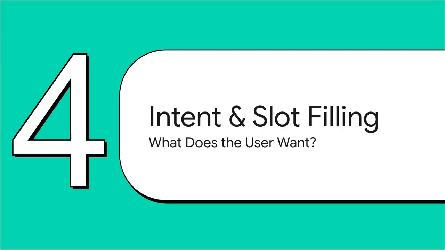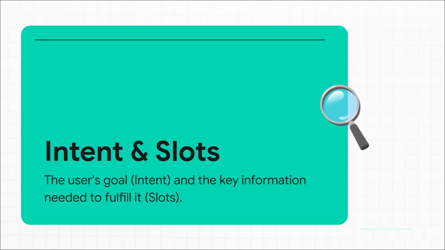Okay, so the computer has the grammar down, but that's just understanding what was said. The next giant leap is figuring out what you want. This is where we move from just listening to actually doing something. And the way it does this is by looking for two key things. First, what's the overall goal here? That's called the intent. And second, what are the specific details I need to pull this off? Those are called the slots.